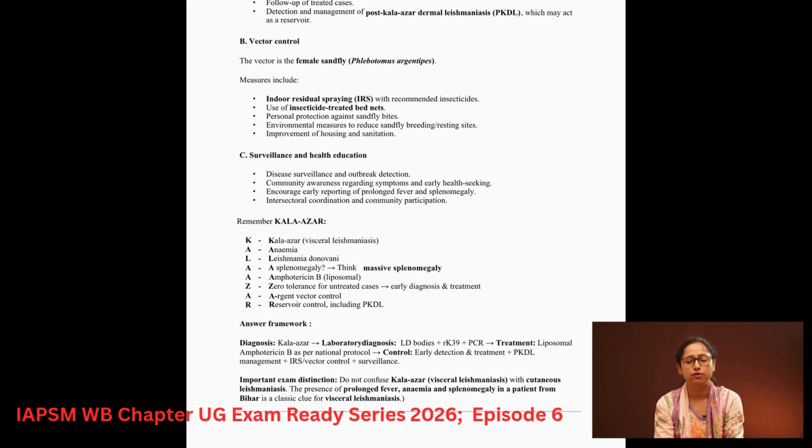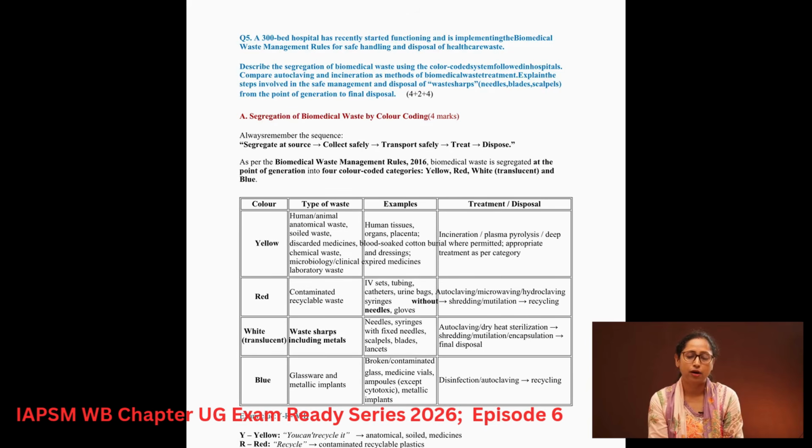Now, the next question, that is question number 5. A 300 bed hospital has recently started functioning and is implementing the biomedical waste management rules for safe handling and disposal of healthcare waste. Describe the segregation of biomedical waste using the color coded system followed in hospitals. Compare the autoclaving and incineration as methods of biomedical waste treatment. Explain the steps involved in the safe management and disposal of waste sharps. What are the waste sharps? Needles, blades and scalpels from the point of generation to the final disposal.